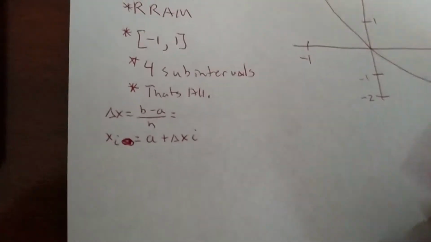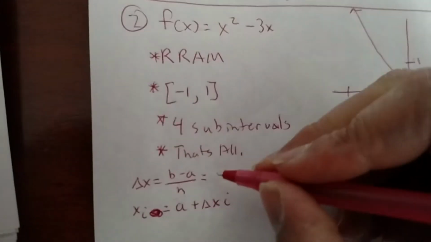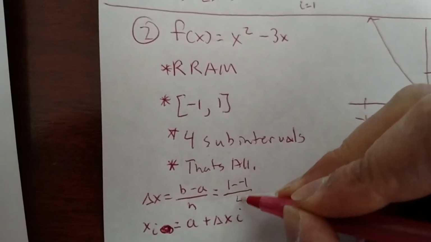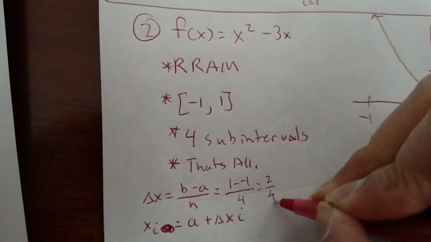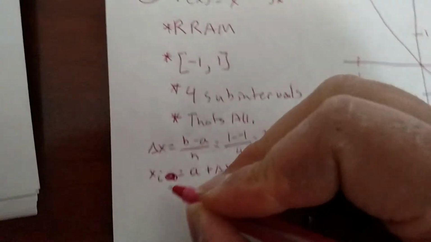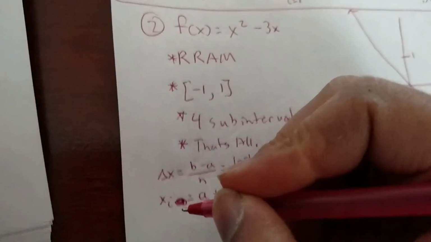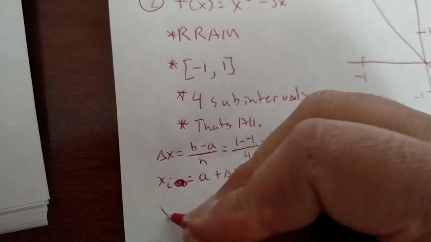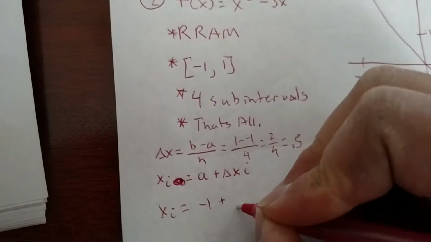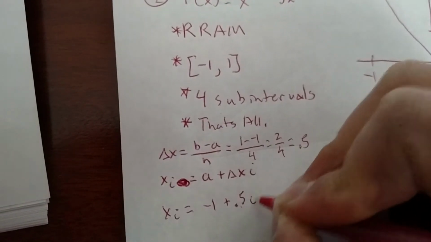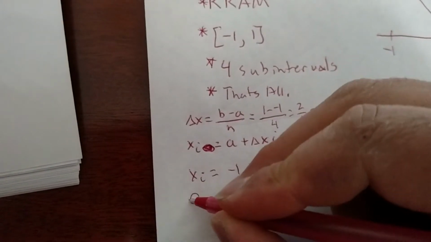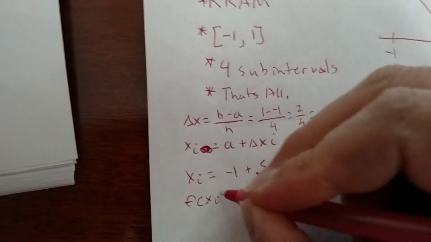All right, so we always start with our delta x, b minus a over n. So it's 1 minus negative 1 over 4. And we have another 0.5, okay? X of I. Now, RRAM is x of I. We have it on our formula sheet. So x of I is negative 1 plus delta x, 0.5 times I. That's good. Now, we want to calculate f of x of I.